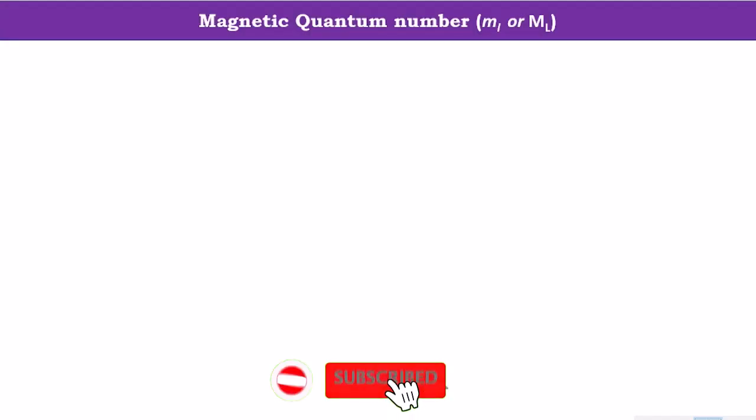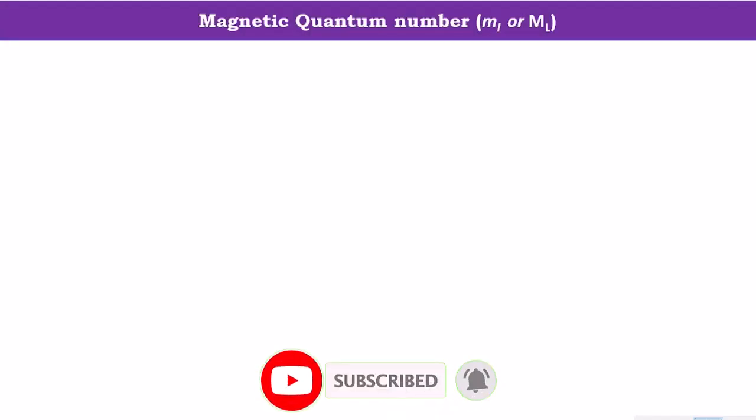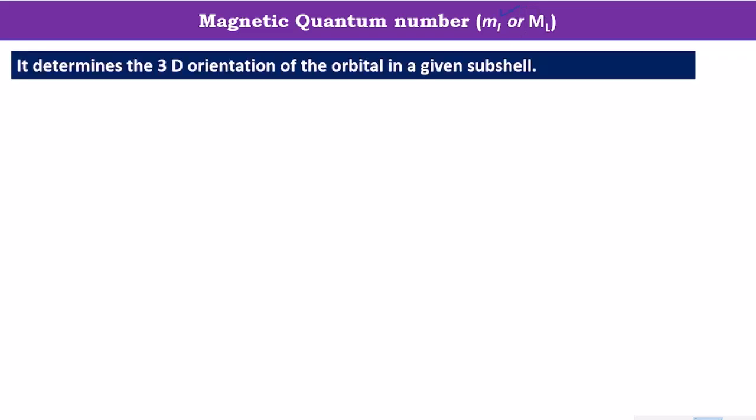Hello friends, in this video we are going to learn the next quantum number, that is magnetic quantum number. It is represented with the symbol ml. Let's understand this concept. So initially we have the principal quantum number. It is represented with the symbol n.